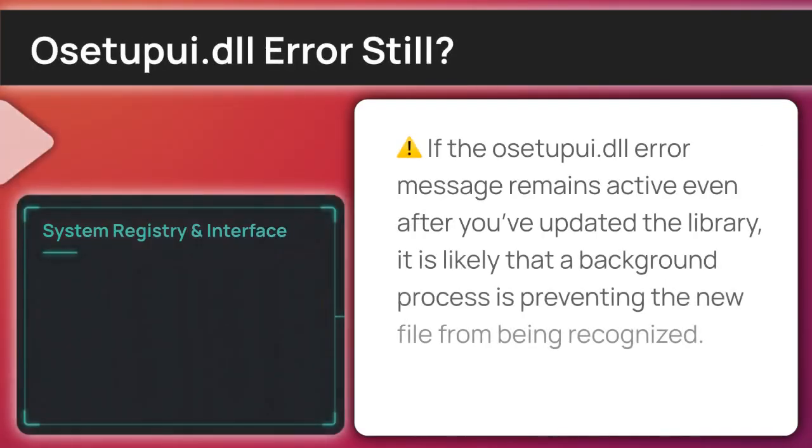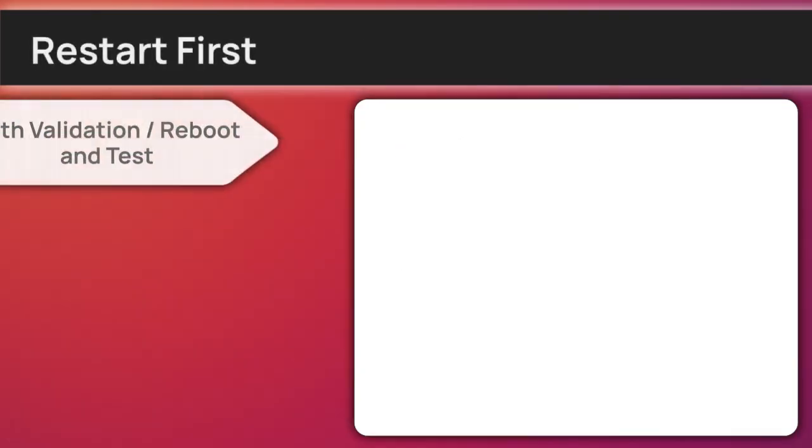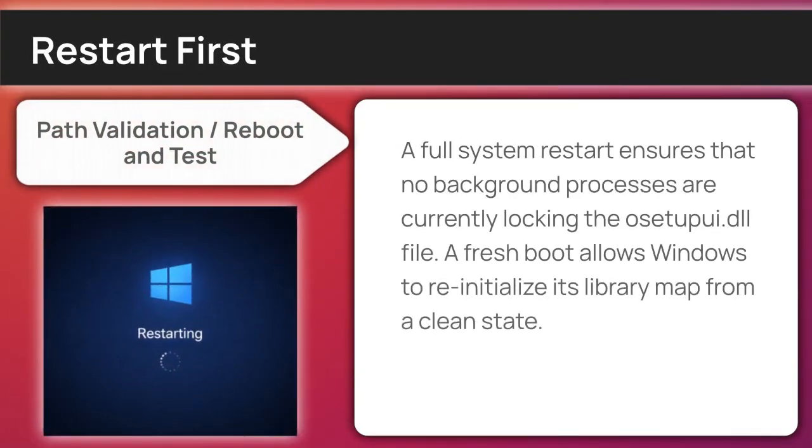If the error persists despite the new library files, we must verify if a simple synchronization conflict is preventing the file from loading. A standard restart allows the Windows bootloader to rescan your system directories and potentially recognize an unregistered Osetupui library component.